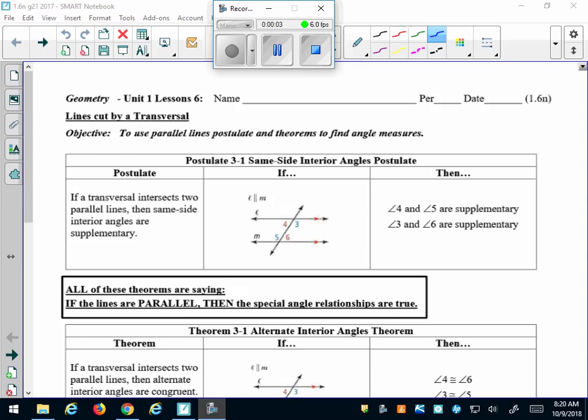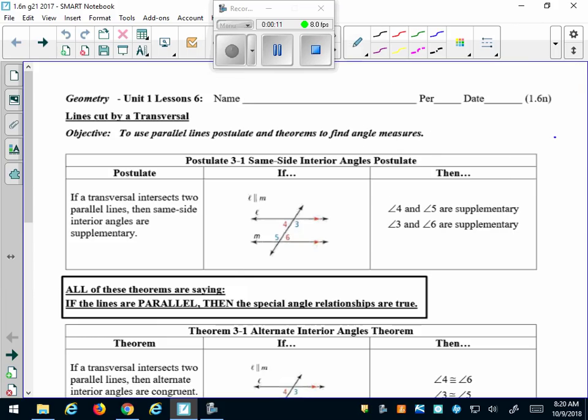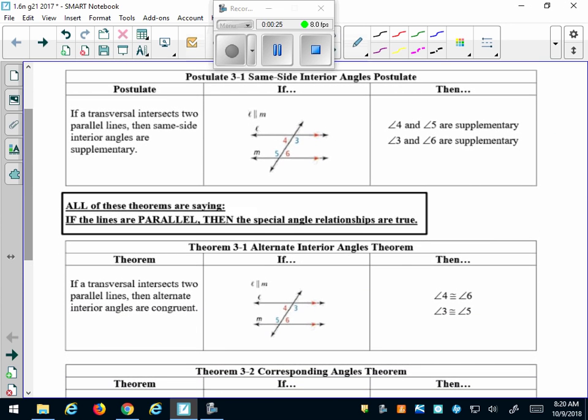Hello, this is Mrs. Myers, and today we're going to be starting Unit 1, Lesson 6, which is about parallel lines. Some of this will be familiar to you. We're going to review some of the terms that you've learned before and then put them into a new context as we apply them to writing some proofs.